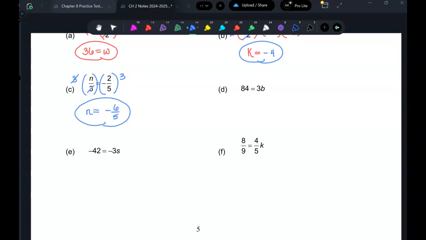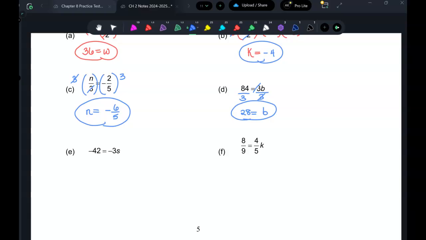Yeah, so we're going to do what? You do divided by 3 because it's 3 times B, and then the answer is 28. Good. Make sure you write B equals. 84 divided by 3 is 28. So then you have to.